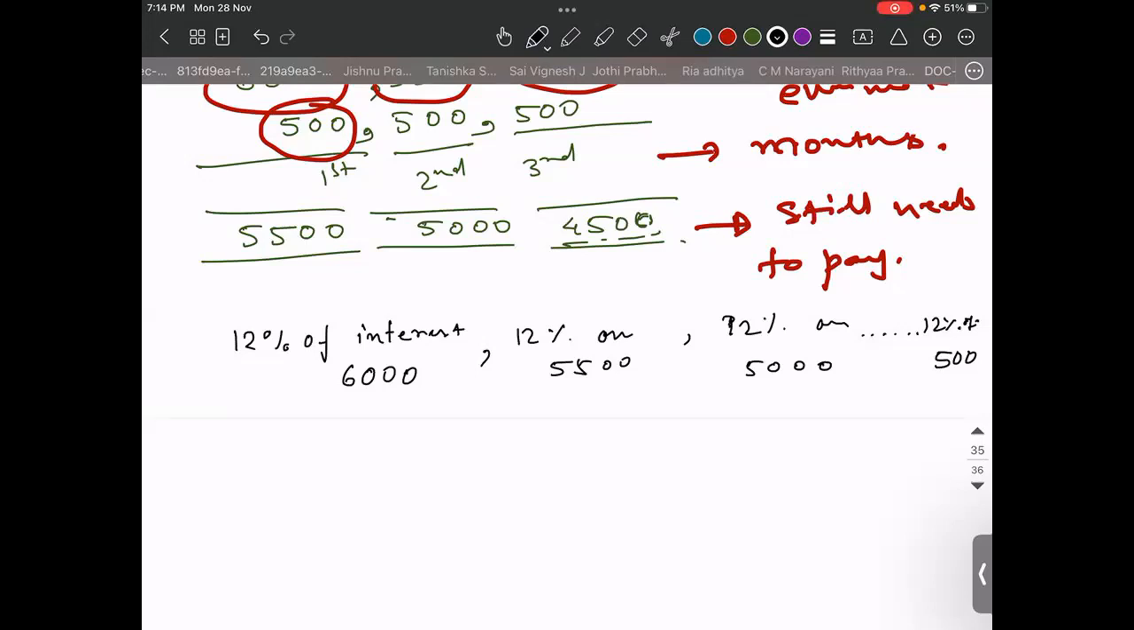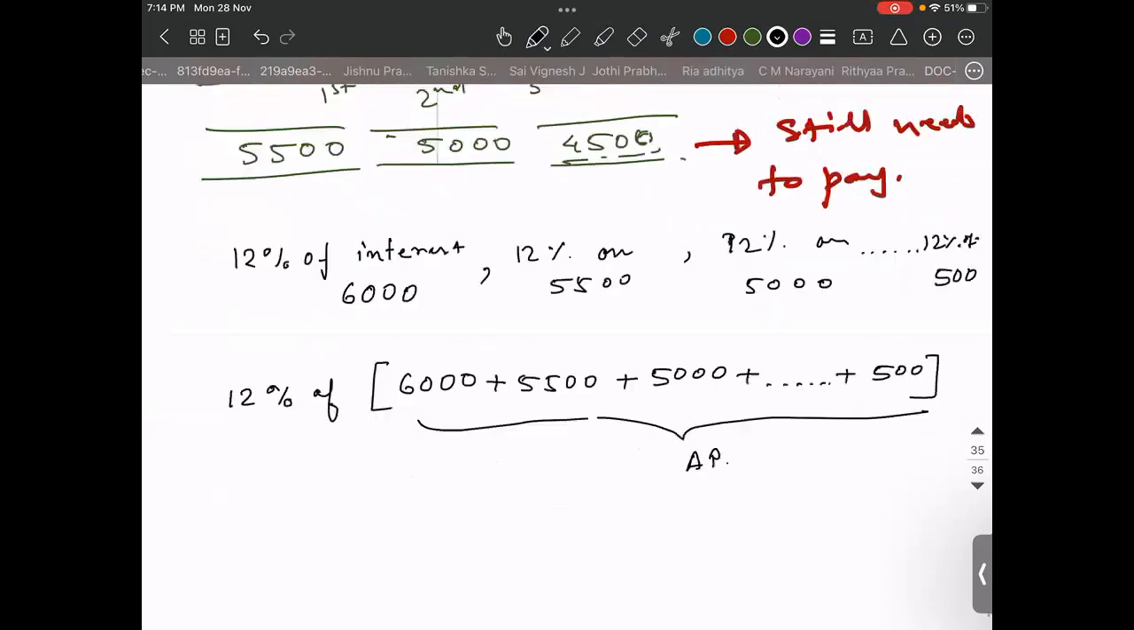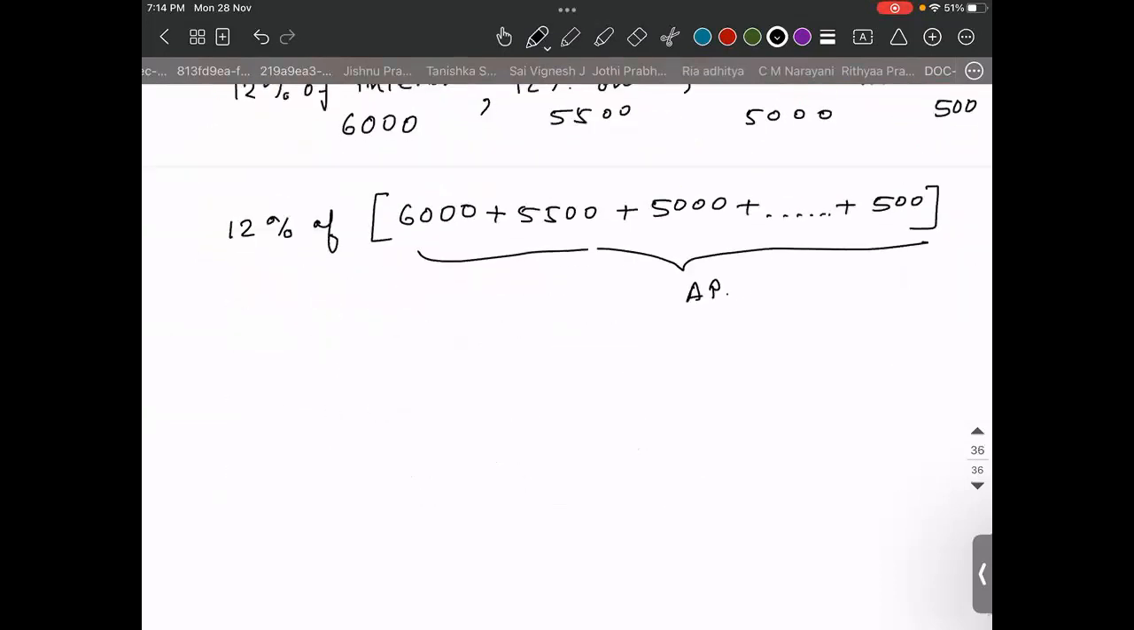It is written as 12% of 6,000, 12% of 5,500. 12 by 100 into 6,000. So in short, you can write 12% of, in brackets, 6,000 plus 5,500 plus 5,000 plus and so on, because every month you'll be paying interest. So this series is in AP. Find the AP. So find 12% of this AP.